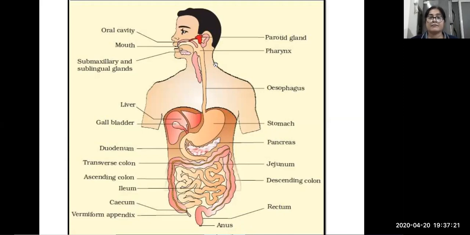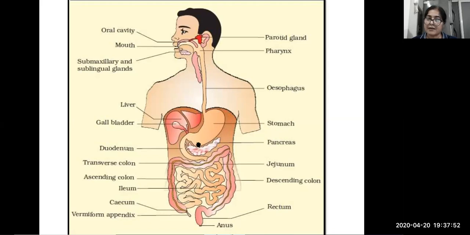The mouth is the first organ, which contains teeth, tongue, and salivary glands. These are associated glands. Three pairs of salivary glands are present in our body. Following this, the pharynx is the throat area. Then this tube is known as the esophagus, and it just passes the food from the mouth to the stomach.